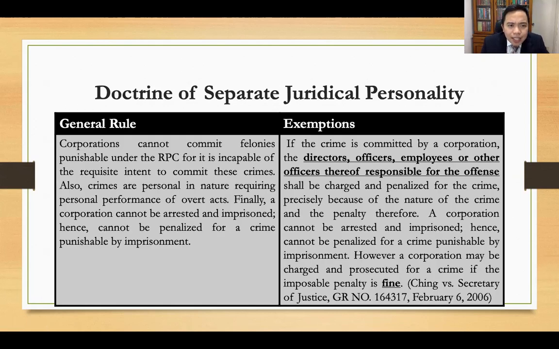Okay, class. So as a general rule, class, ang corporation cannot commit a crime. No, a corporation may not be punished under the Revised Penal Code. Hindi mo pwedeng ikulong ang korporasyon. Di ba? Hindi naman siya tao. Hindi naman pwedeng barikadahan mo yung building. Di ba? A corporation cannot commit felonies under the Revised Penal Code or our criminal law. No? Because wala siyang intent to commit these crimes. No? The crimes of which are personal in nature, requiring personal performance, etc. This is only the general rule. Meron din namang exceptions. No, not exemptions, exceptions.